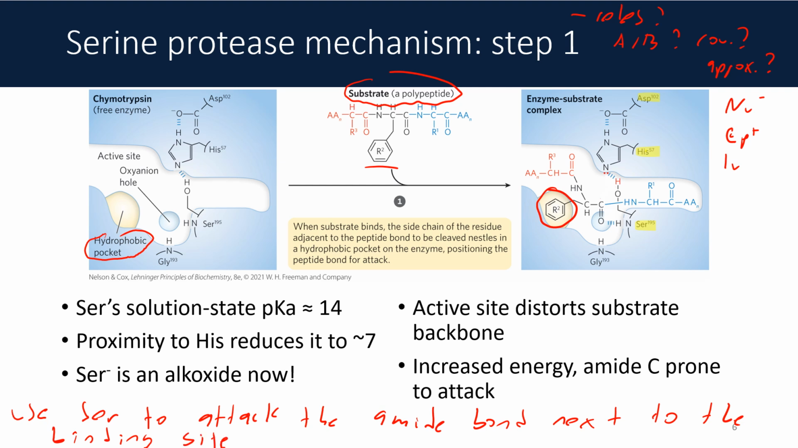There's one problem with this plan though. Serine on its own is very unreactive. It is a poor nucleophile and it is not an acid or a base. Its solution state pKa is around 14, which is pretty pathetic. This is why enzymes are so cool though. That serine isn't in solution, it's inside of a very restricted, perfectly tailored enzyme catalytic site.